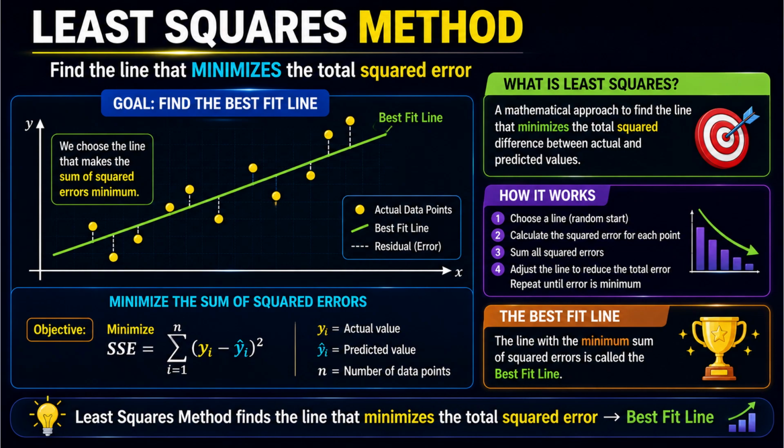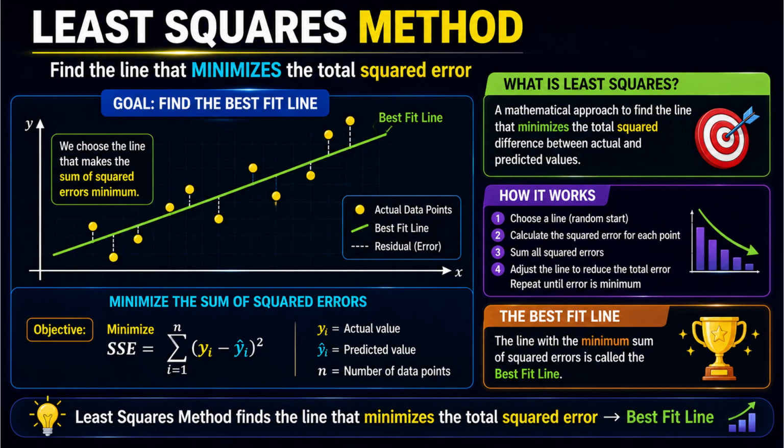Now let's go to something more detailed. This is the least squares method. Find that line that minimizes the total squared error. So what you have here is the best fit line, and the actual values are also given. So actual data points are given, the best fit line is given, and the difference between the two is called residual error. So our objective is to minimize this sum of squared errors.